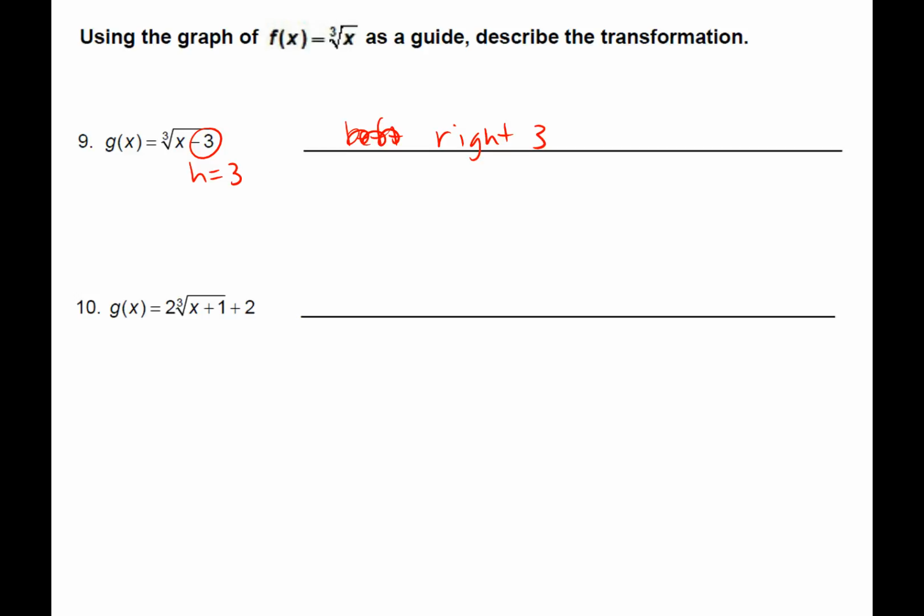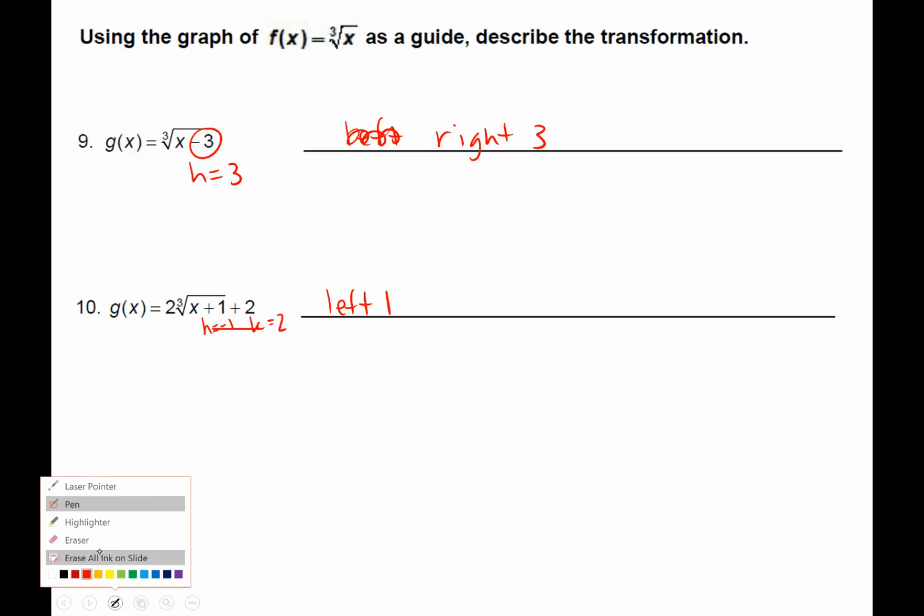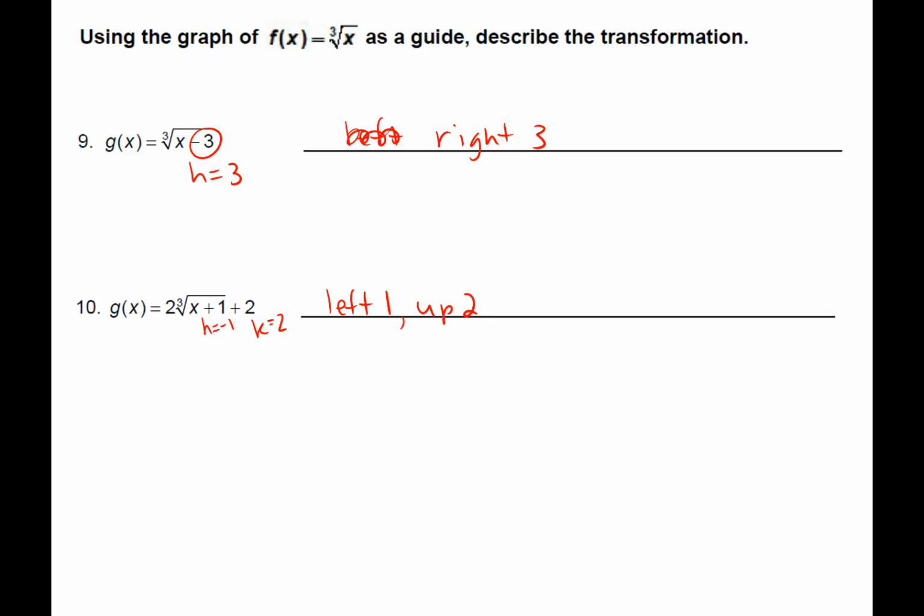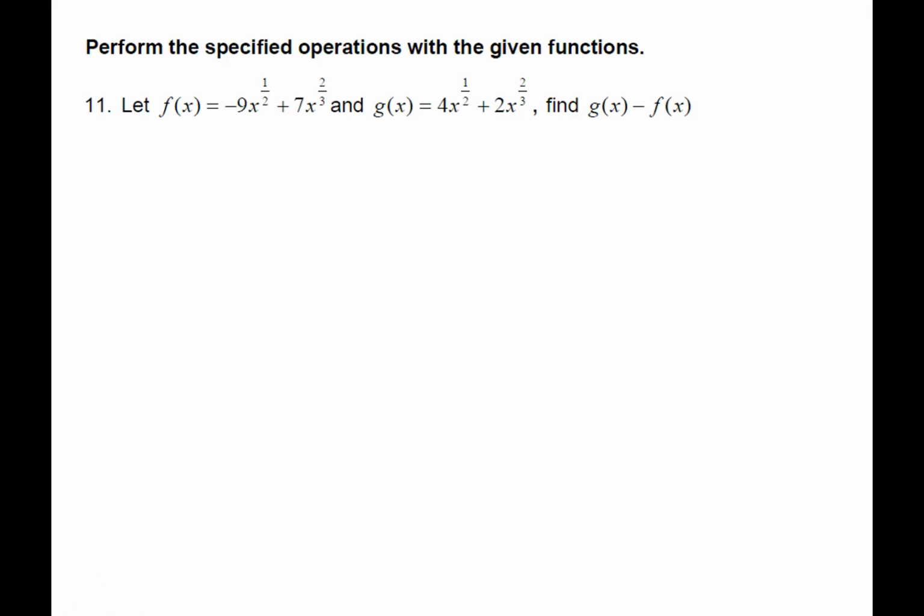Okay, on to number 10. This one has a couple of things. We have an H value. So H is -1. We're going left 1. We have a K value. K value is 2, so we're going up 2. And then we also have this number in front right there, which is a vertical stretch because it is bigger than 1. Vertical stretch.